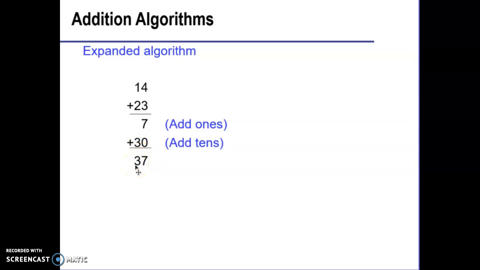So in the expanded algorithm, you add the ones just like normal. You add the tens as tens and put the answer underneath, and then add those two sums together to get the sum of the final answer.